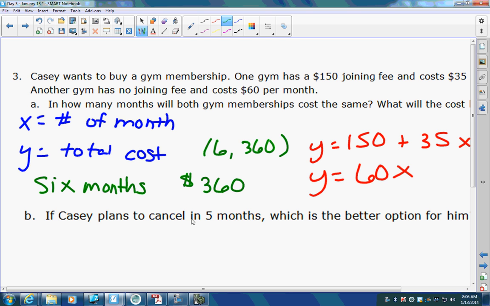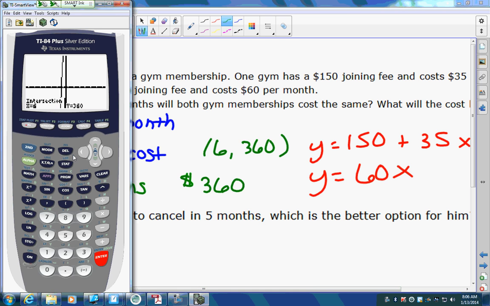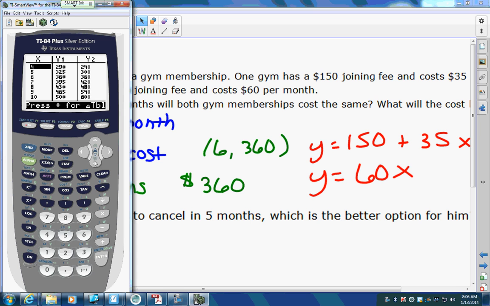Now it says if you plan to cancel in 5 months, which one's cheaper? The first one or the second one? Yeah, I can already tell because you didn't have that joining fee. The second one would be cheaper.